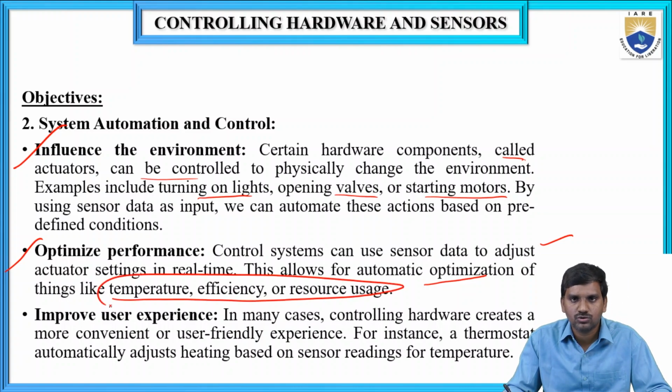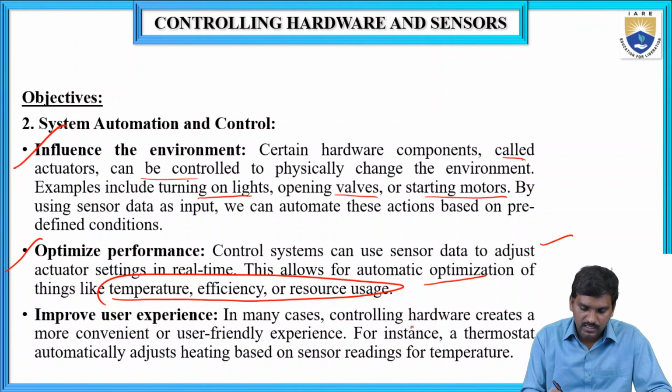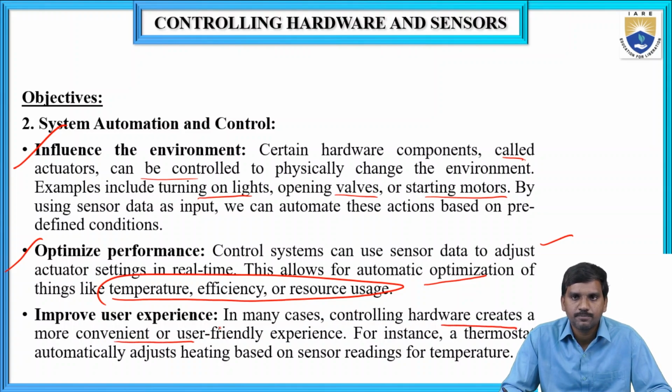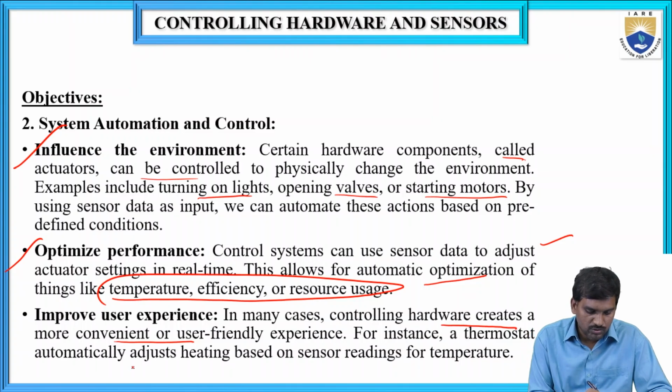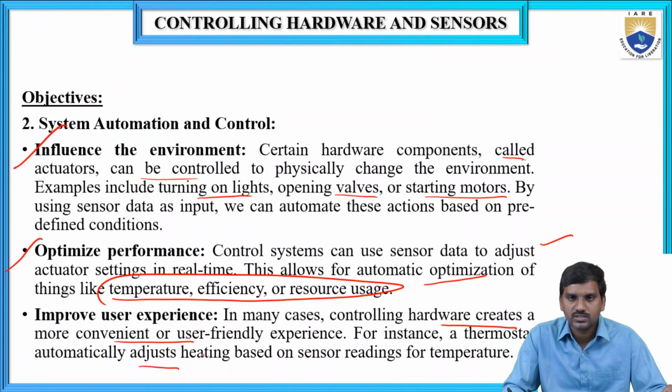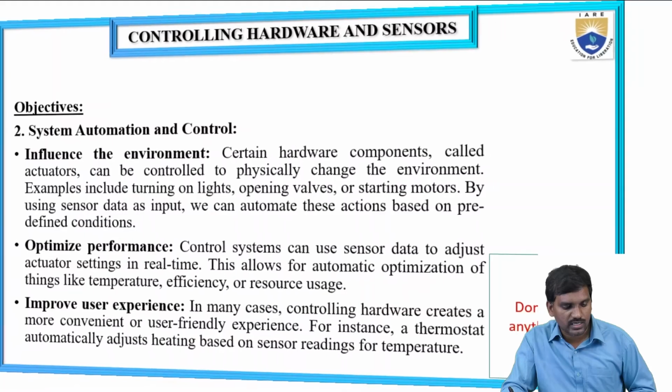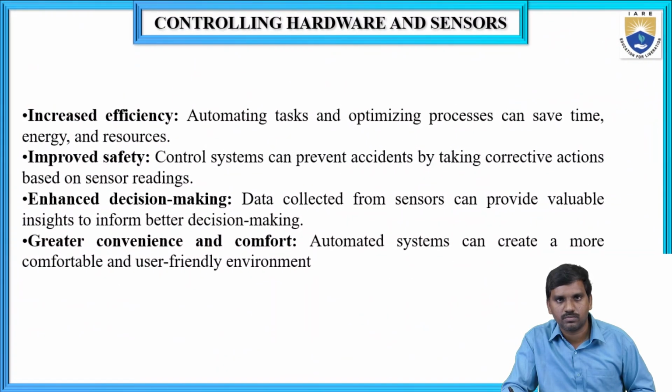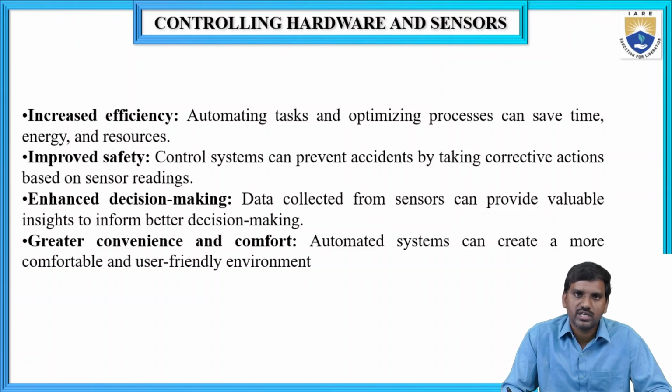Improve user experience also. In many cases, the controlling hardware creates a more convenient or user friendly experience. For example, a thermostat automatically adjusts heating based on sensor readings for temperature. So this is the second type of objectives under system automation. The next ones are increased efficiency, improved safety, enhanced decision making, and greater convenience and comfort. These are some objectives.